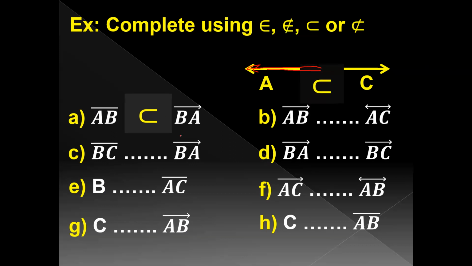Next question. AB ray, A is a starting point, so AB ray is all this part. And AC straight line is all this part. So the ray is a subset of the AC straight line.